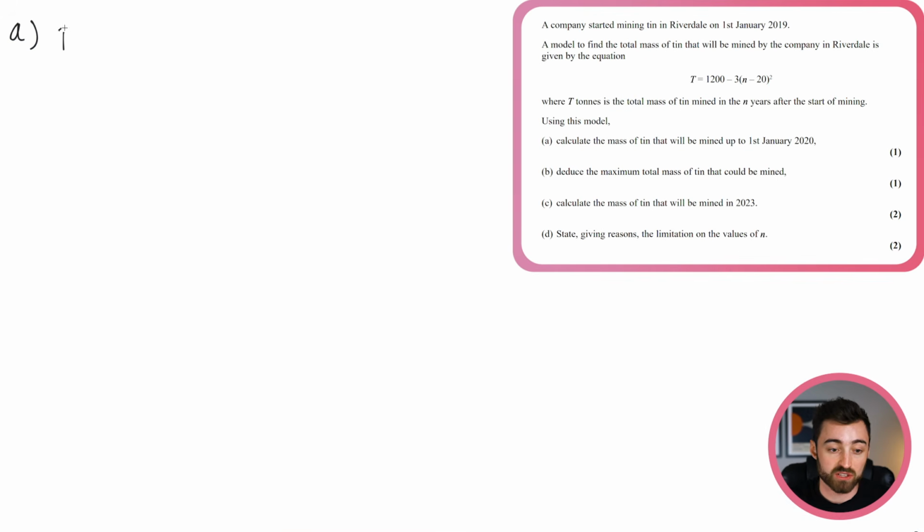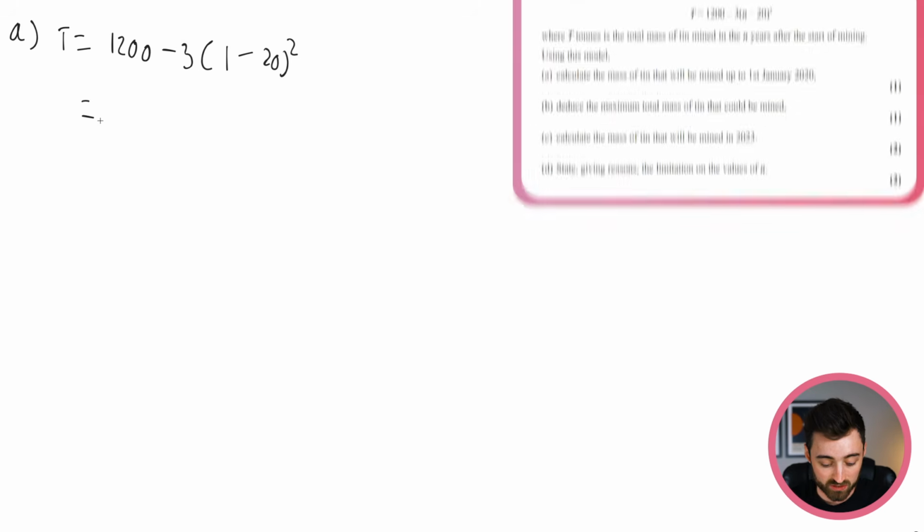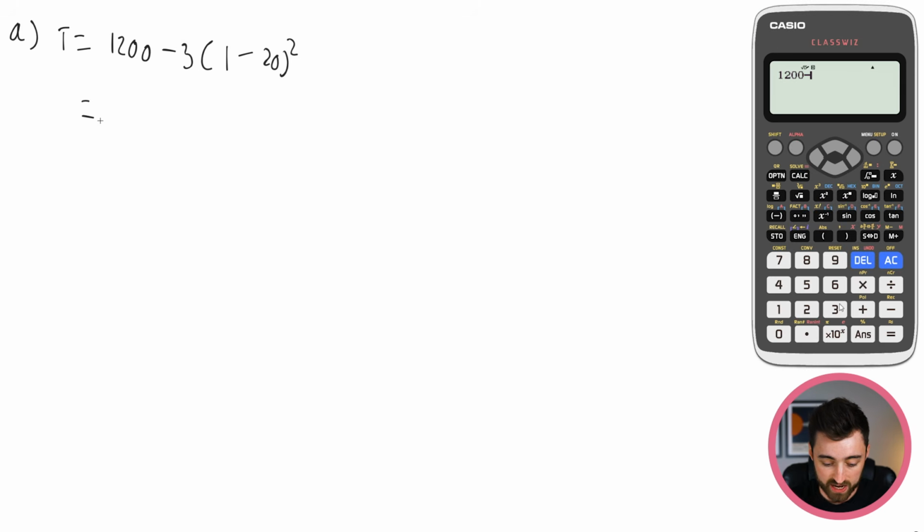So that's all I need to do. I just need to sub n is 1 into this equation. 1200 minus 3 times (1 minus 20) squared. Calculator time. So 1200 minus 3 bracket 1 minus 20 all squared, 117. Not too bad, right? So that would be 117 tons in this case.